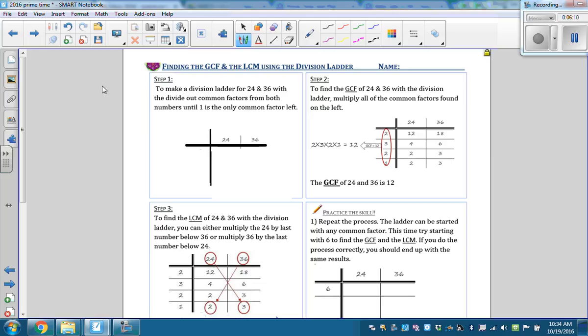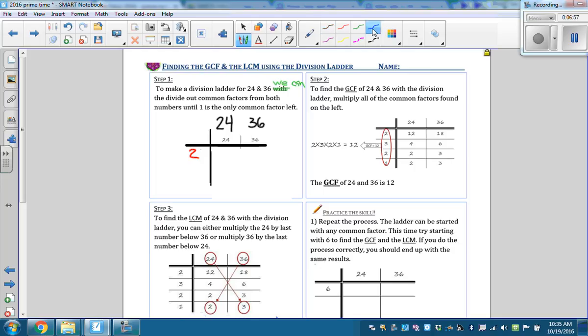There's a little bit of a typo here, isn't there? To make a division ladder for 24 and 36, this should just say, we can divide out common factors from both numbers until 1 is the only common factor left. So watch me do this. I'm going to pick 2 because I know 2 is a factor of both 24 and 36. And if you're having trouble seeing the numbers there because they're small type, this is 24 and this is 36.